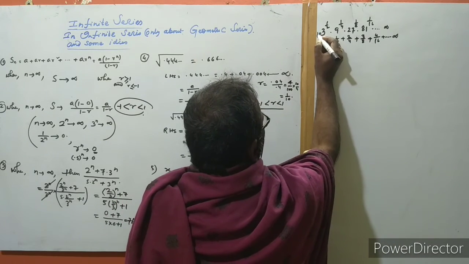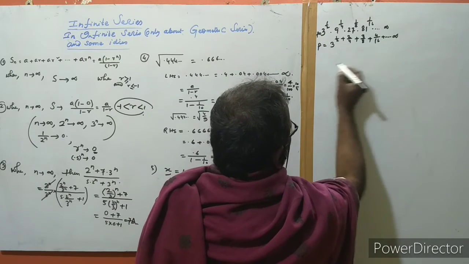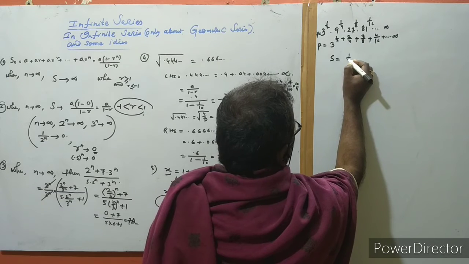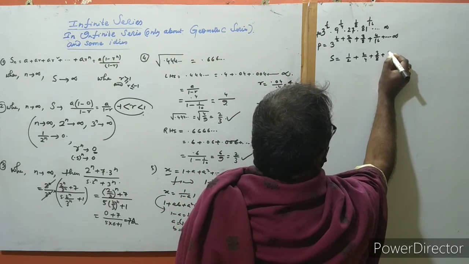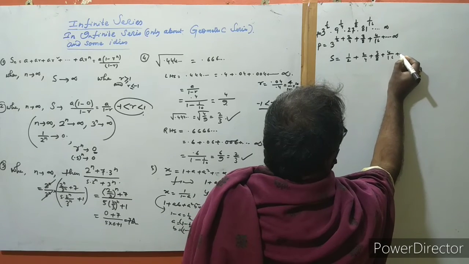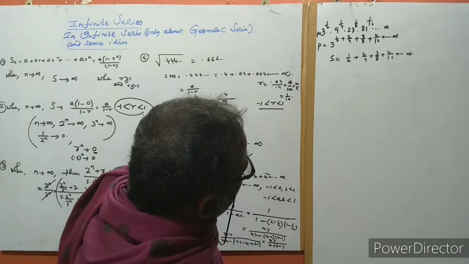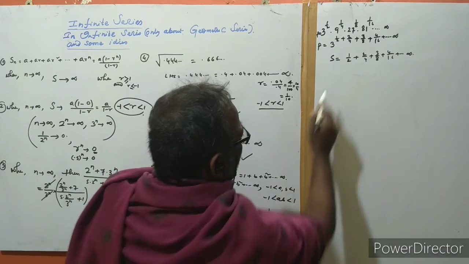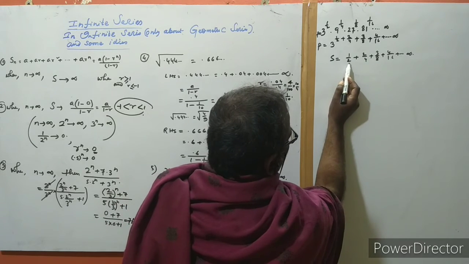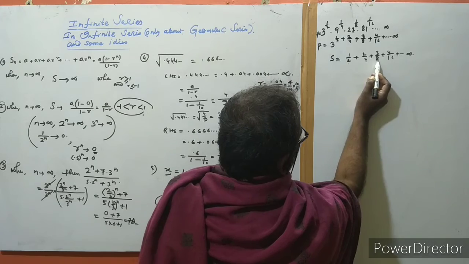Let us assume the product is P. So the powers are, let us assume, 1 by 2, 2 by 4, 3 by 8, 4 by 16, and so on to infinity. Except for the numerators 1, 2, 3, 4, the denominators are 2, 4, 8 and 16.